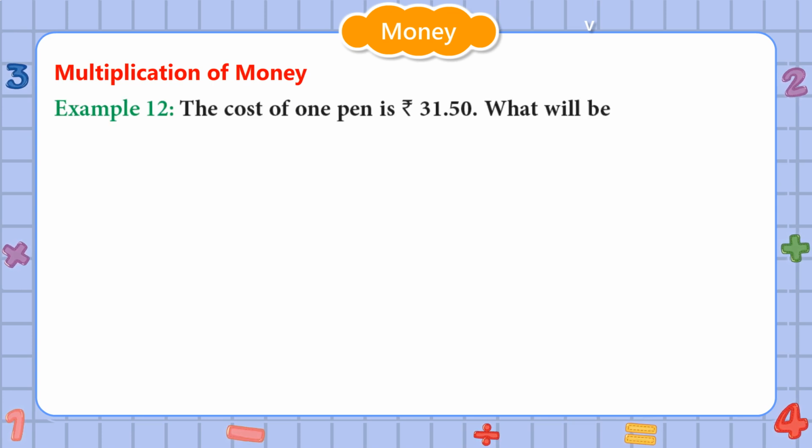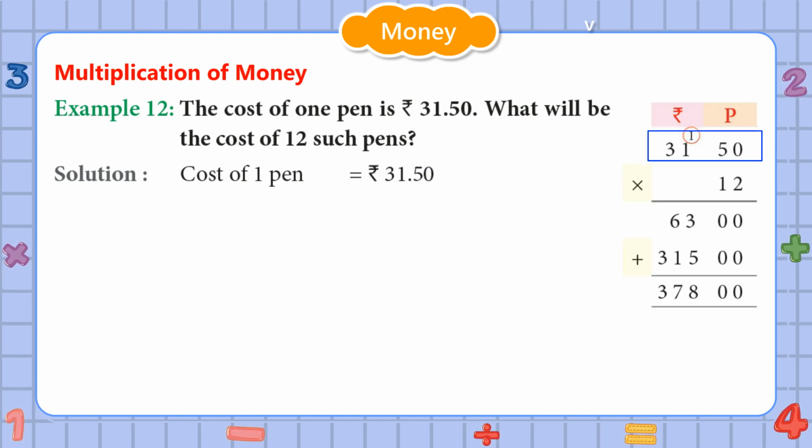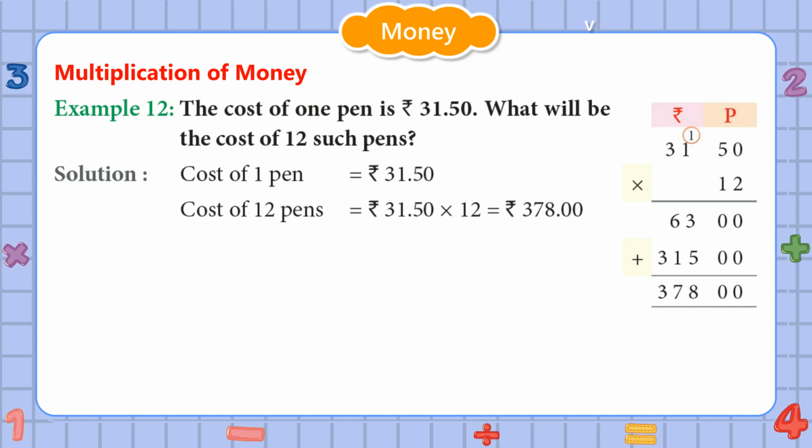Example 12. The cost of 1 pen is rupees 31 and 50 paise. What will be the cost of 12 such pens? Solution. Cost of 1 pen is equal to rupees 31 and 50 paise. Cost of 12 pens is equal to rupees 31 and 50 paise multiplied by 12. It is equal to rupees 378 and 0 paise. Thus, the cost of 12 pens is rupees 378 and 0 paise.